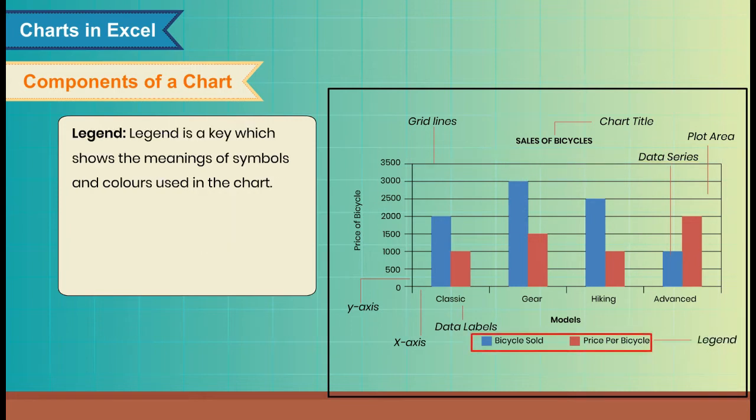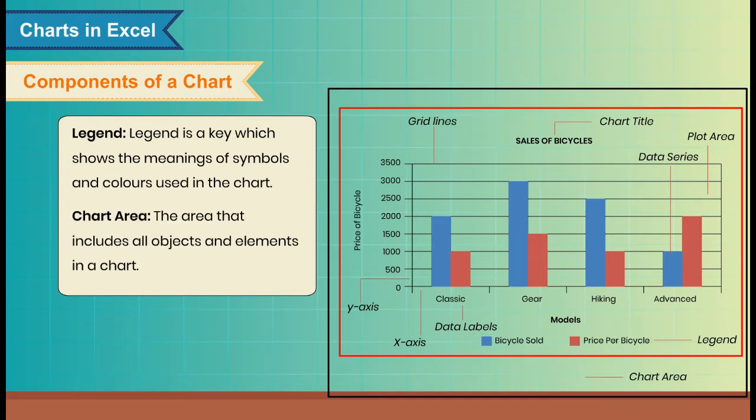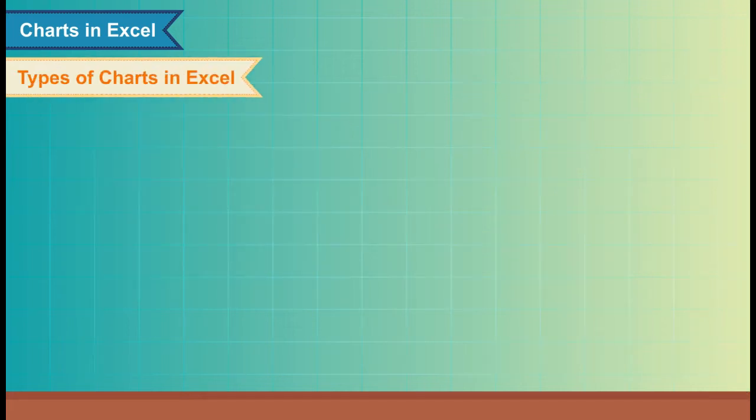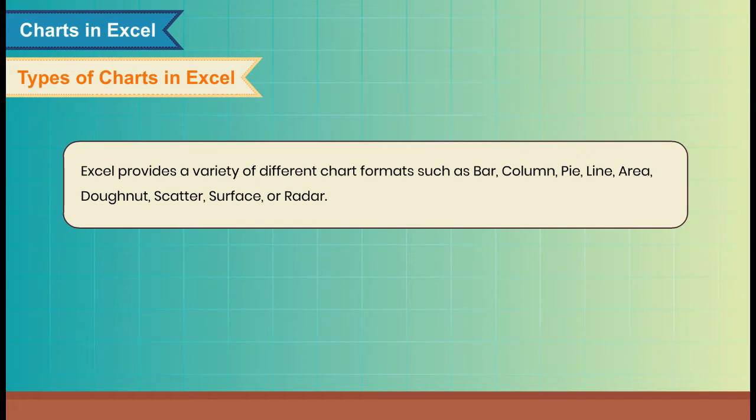Legend. Legend is a key which shows the meaning of symbols and colors used in the chart. Chart area. The area that includes all objects and elements in a chart. Types of charts in Excel. Excel provides a variety of different chart formats such as bar, column, pie, line, area, donut, scatter, surface, or radar.